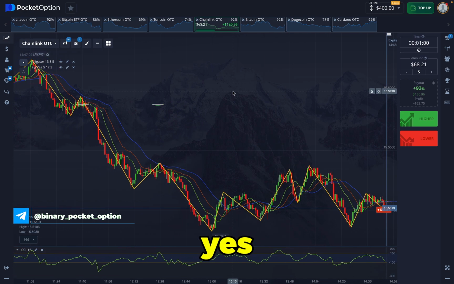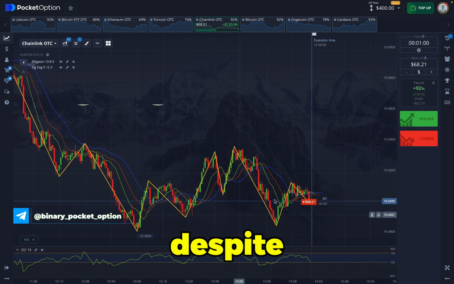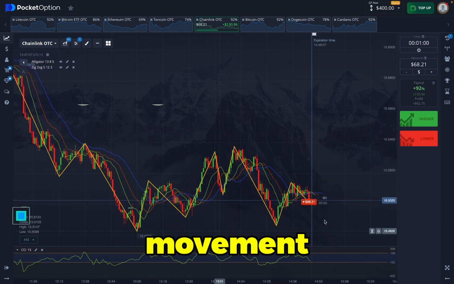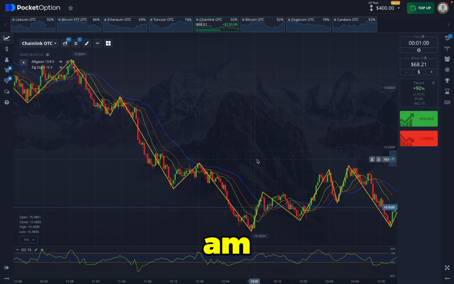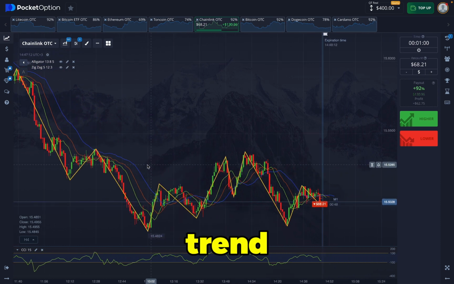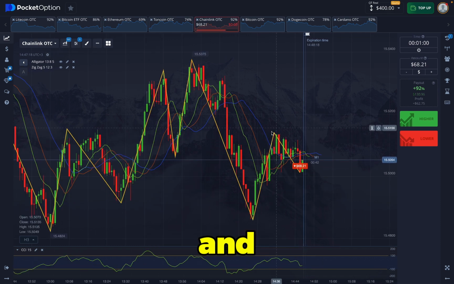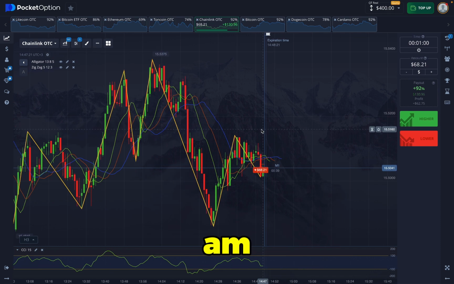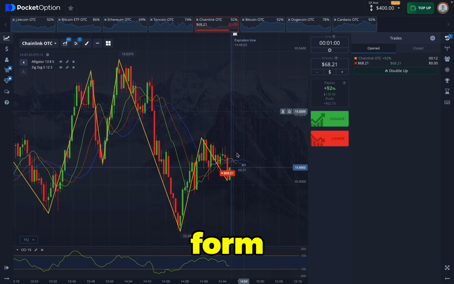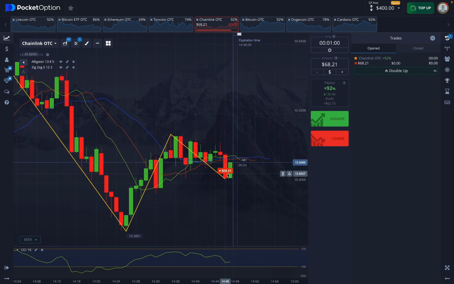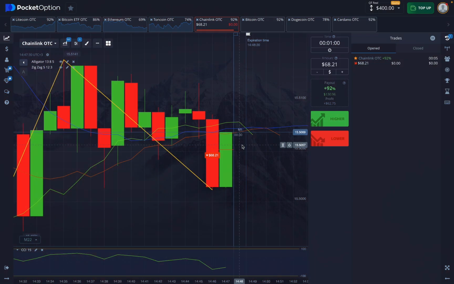In general, yes, it is clear that despite the fact that there is such a flat movement, nevertheless, I am more inclined to believe that the trend dynamics is downward. There was also an update of the local maximum before that. And in general, it turns out that I am opening a deal right now to form the very minimum, the last seconds. It's a pretty tense moment.